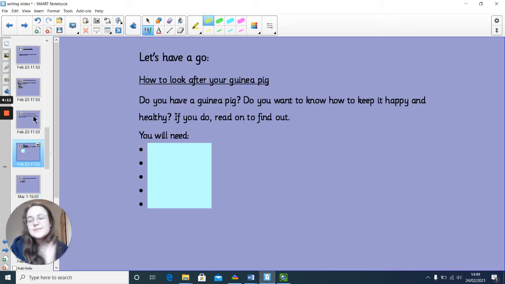Right, let's have a go at this one together. This one, the title is how to look after your guinea pig. And it says, do you have a guinea pig? Do you want to know how to keep it happy and healthy? If you do, read on to find out. The you will need section is just here, and then it's given us some bullet points. Pause the video now and have a think about what you might need to look after your guinea pig. What things might be next to these bullet points?